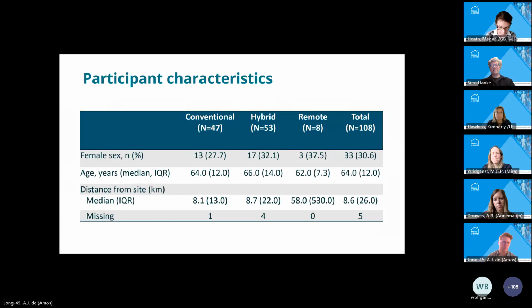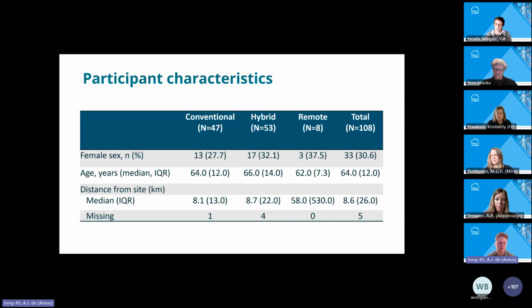So some key participant characteristics that are, I think, important to show. And of course, there's way more, and that will also be published later on. But some key characteristics include the following. Overall, we found that about 31% of the participants reported female sex. There was a median age of 64 years old, which was comparable across the arms, I would say. And of course, important to mention here is that the remote arm only includes 8 participants.